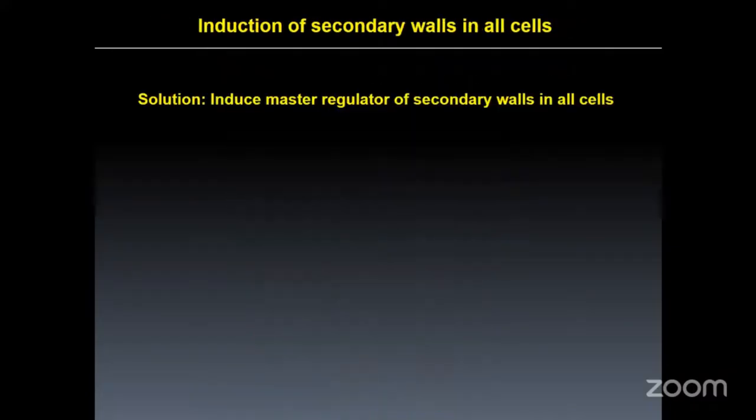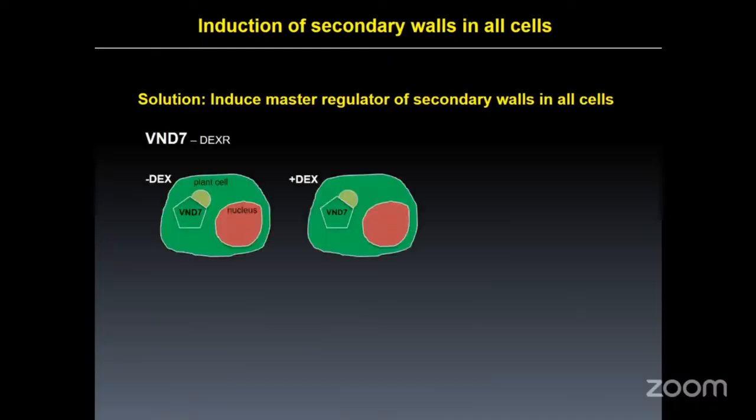So in our case, we actually took a shortcut. Basically what we did was to tell the plant to make secondary walls, or these woody cell walls, in all cells. And we did this by introducing this construct here, VND7. It's a master regulator for secondary cell wall synthesis. So if you turn on that transcription factor, all of the cells will turn into wood, in a sense.